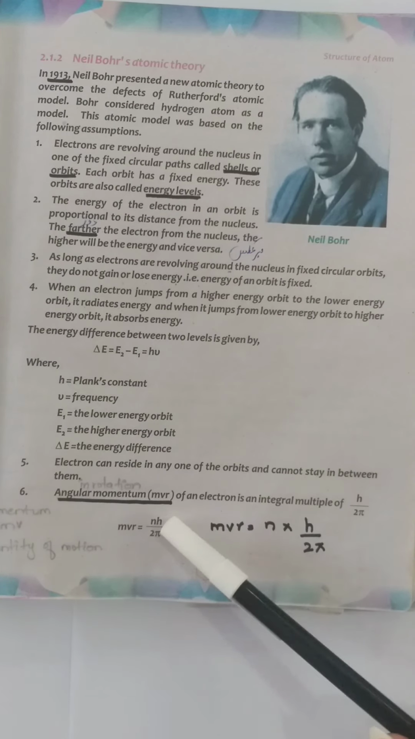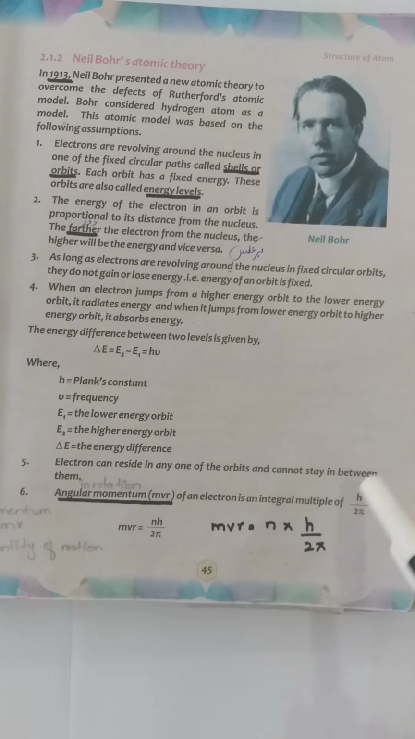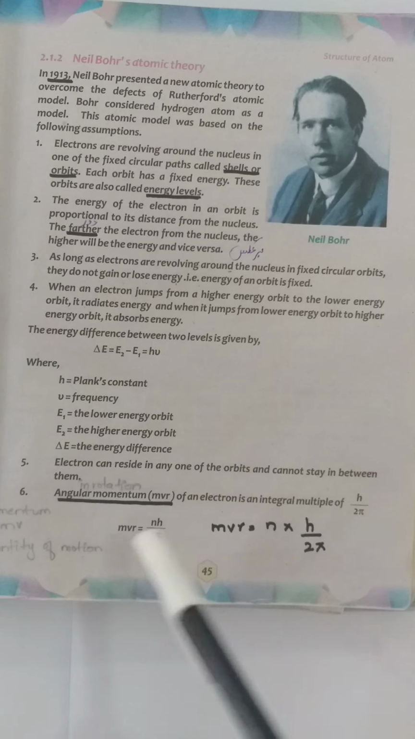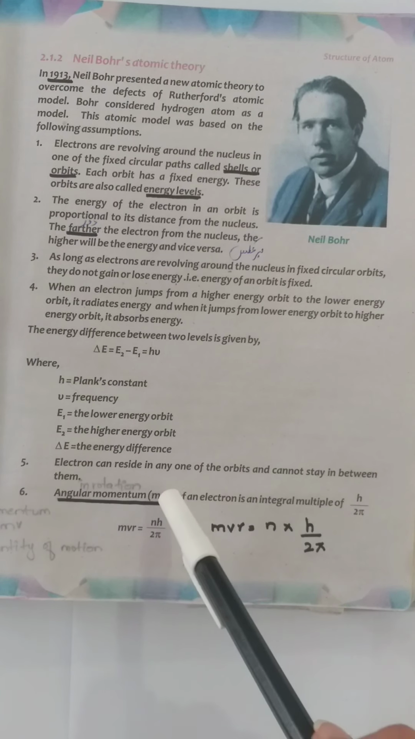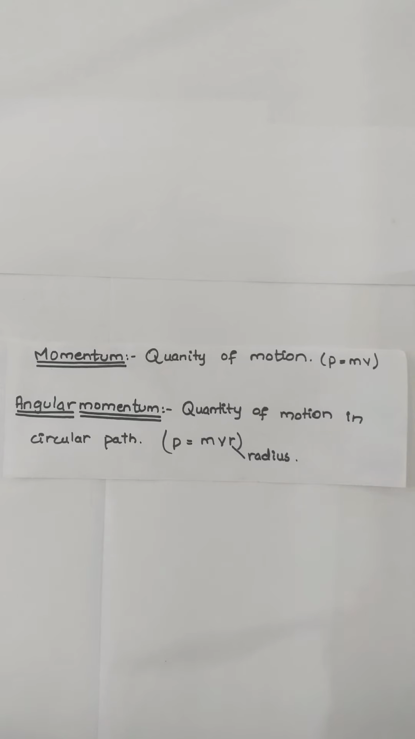The next point is angular momentum, that is MVR of an electron is an integral multiple of h divided by 2 pi. So MVR is equal to n h divided by 2 pi. Let me explain what is angular momentum. To understand what is angular momentum, first we need to learn what is momentum. Momentum is actually the quantity of motion.